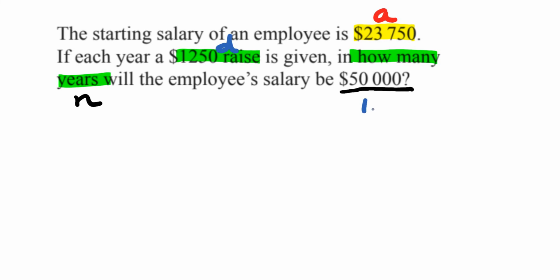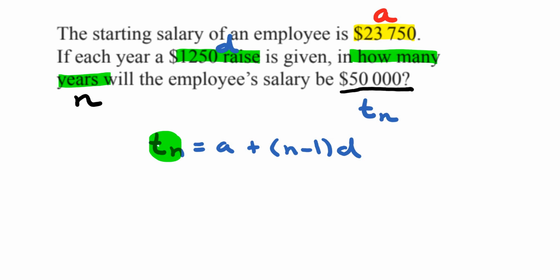And this is really your last term, right? So I want to figure out how long it's going to take to get to $50,000 if I'm given this starting salary and this common difference, right? So we can start off this problem by writing out the formula for arithmetic sequence here. Okay, so what is Tn? Tn is your last term, and I want to figure out how long it's going to take for me to reach $50,000. And what's my starting salary?